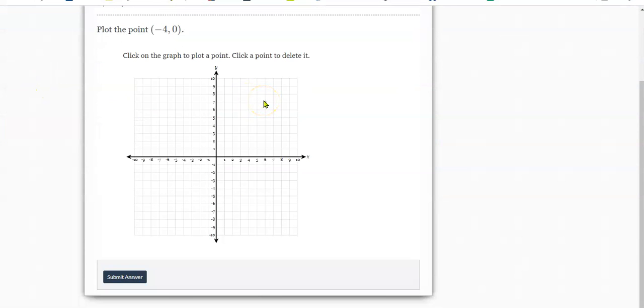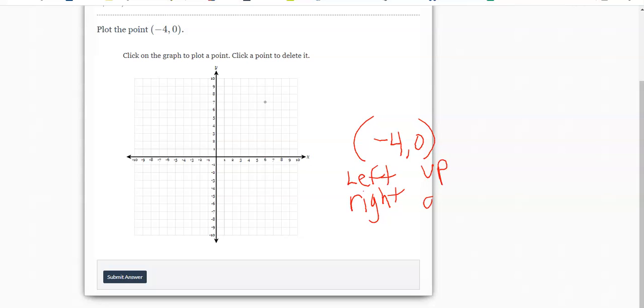When you plot a point, you always start from the origin, and you follow along the x-axis first, and the y-axis second. The x-axis is left or right, the y-axis is up or down. So if we have the point -4, 0, that is left or right, and this number is up or down, always. Left or right, up or down.